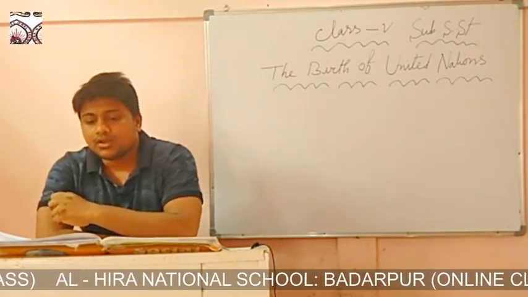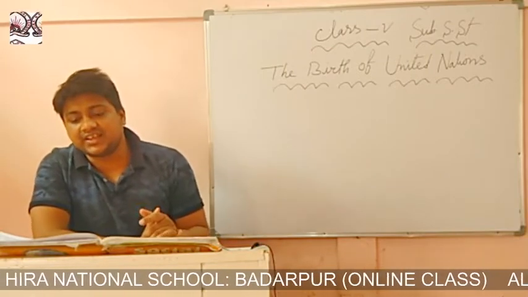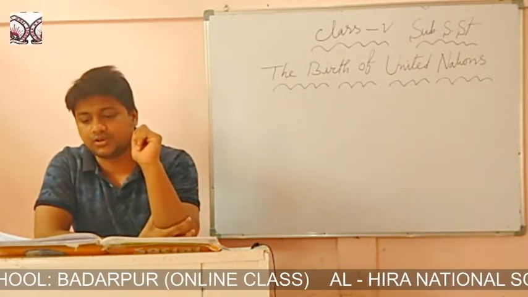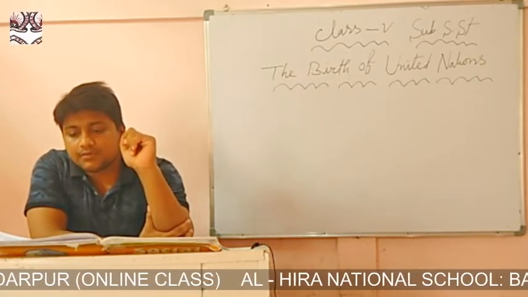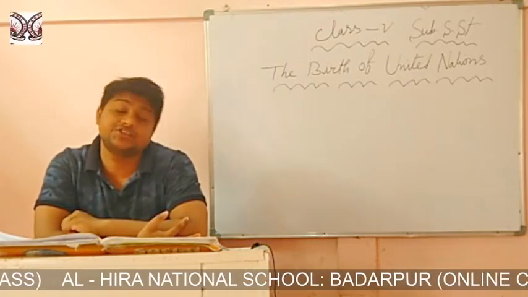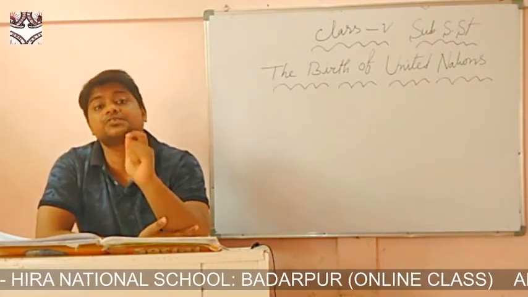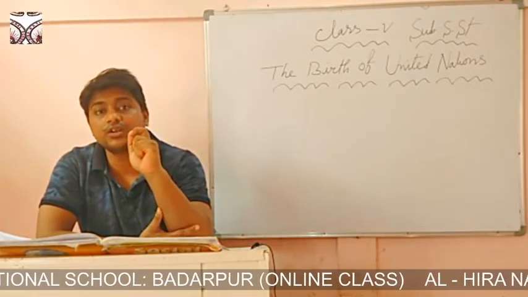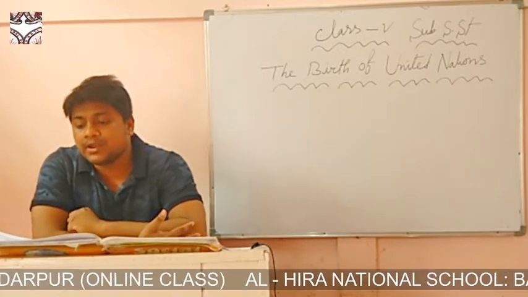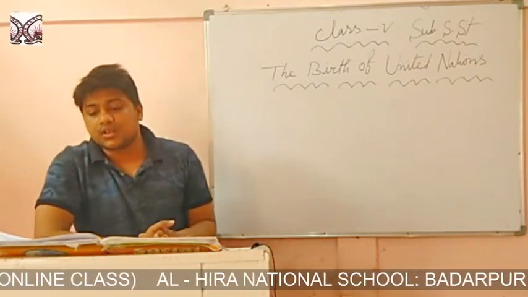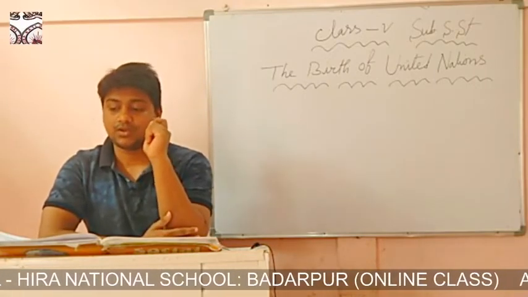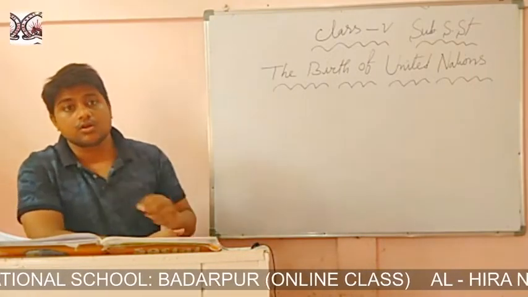Now, the Charter of the United Nations is its constitution. Its main objectives are security and development. The main objective of the United Nations was what? Security and development. Understood. Now, what is the main purpose or goals of the UNO?